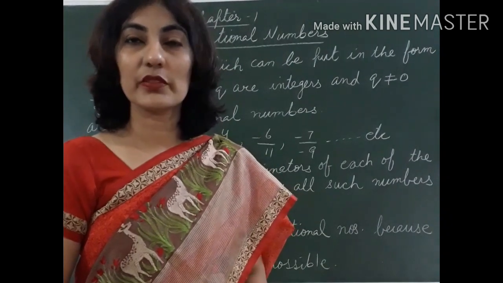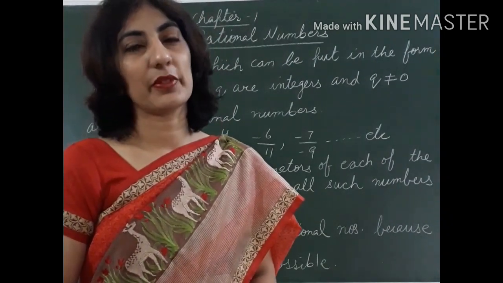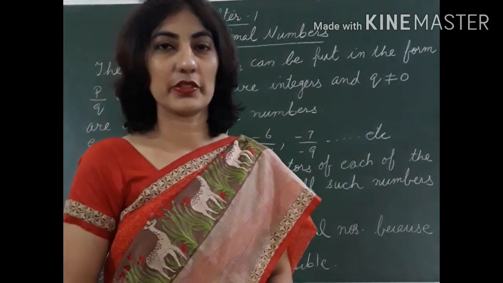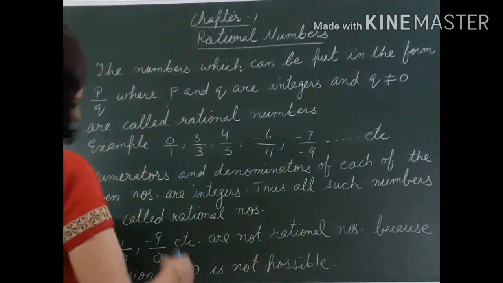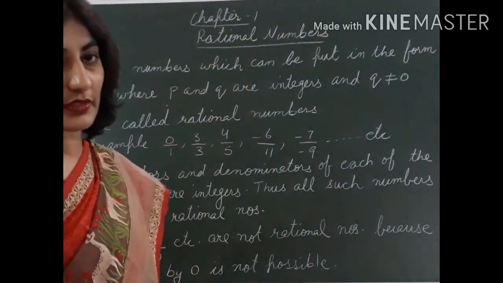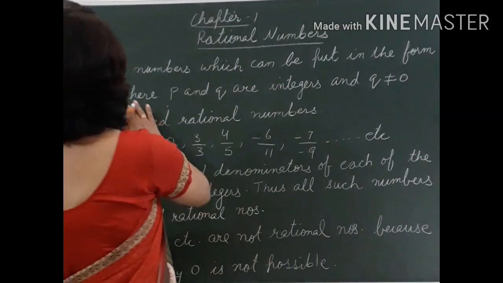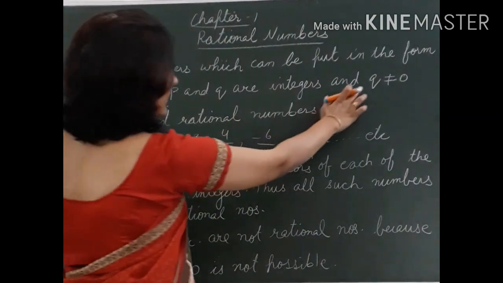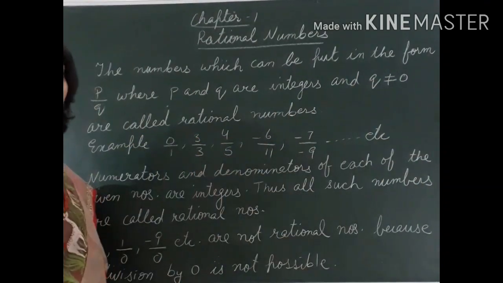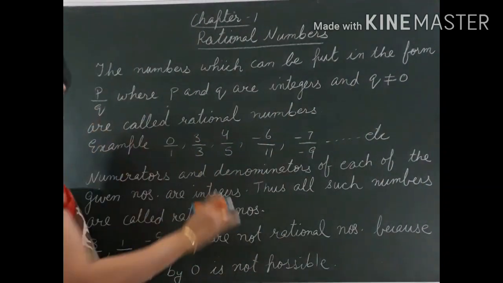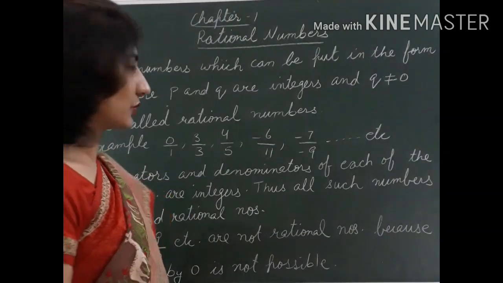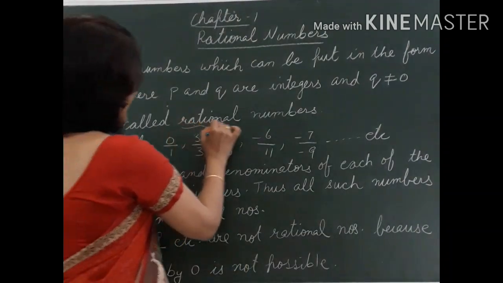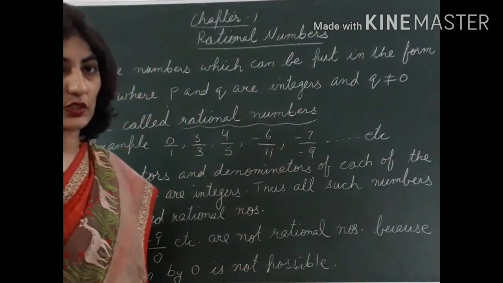So in the new session, we are starting with our syllabus with chapter 1, that is rational numbers. So first of all, we'll study what are rational numbers. The numbers which can be written in the form p by q, where p and q are integers and q not equal to 0. Q not equal to 0 means the denominator should not be equal to 0. Such type of numbers are called rational numbers.